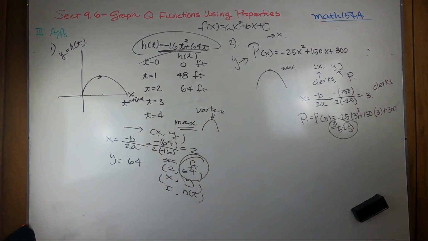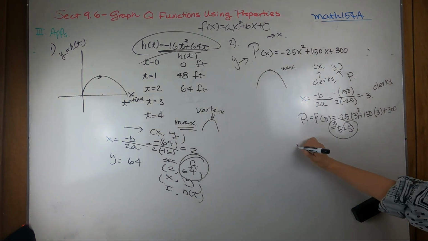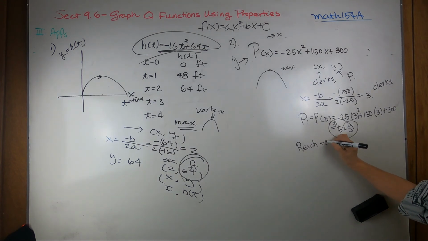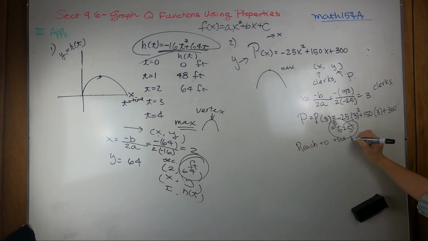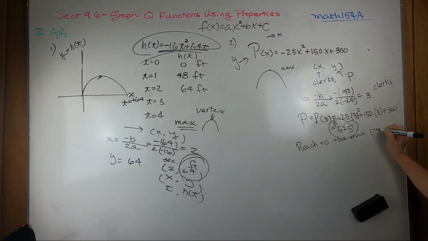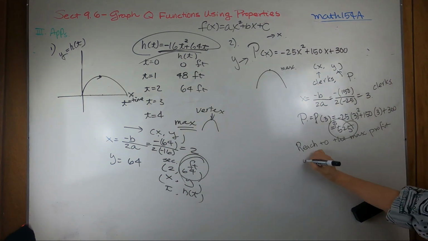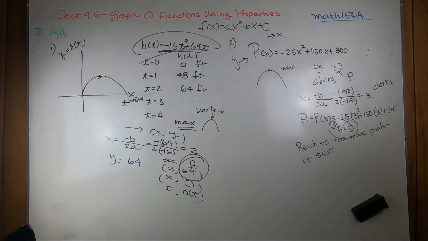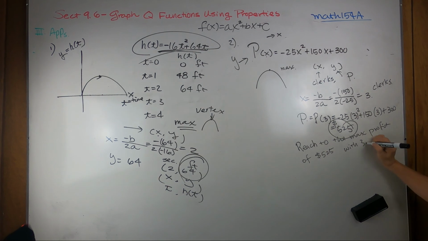It means what? To reach the maximum profit of how much money? $525. Looking at the daily profit, you can reach $525 with what? 3 clerks, right?